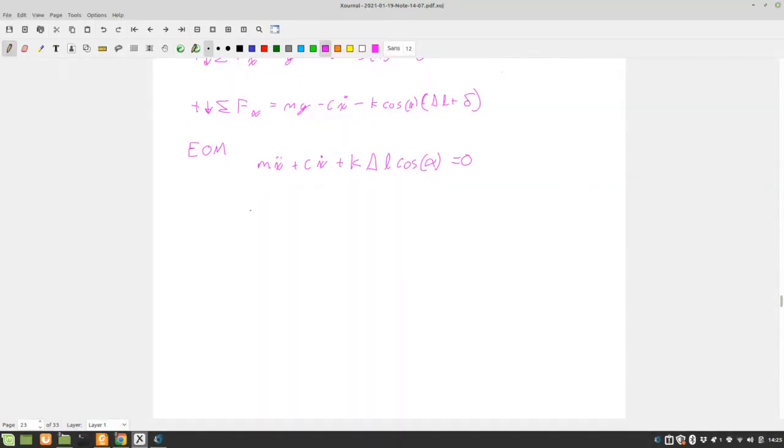However, what we can do then is pull that down here into our equation of motion, and we end up with mx double dot plus cx dot plus k delta L times x over delta L is equal to 0. And that can simplify down, by canceling out our delta L's, to mx double dot plus cx dot plus kx is equal to 0, which actually just gets us right back to where we were before.